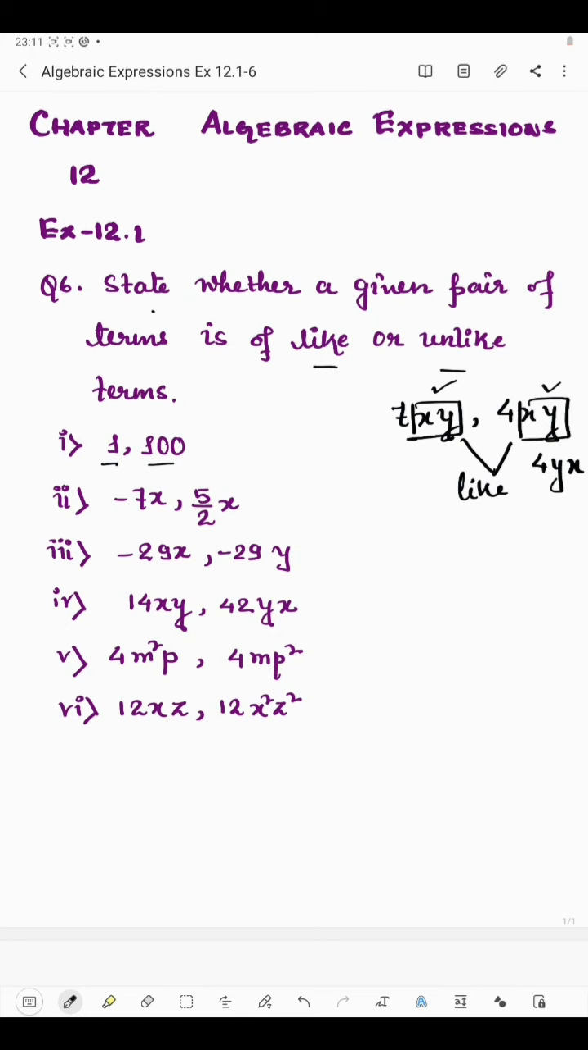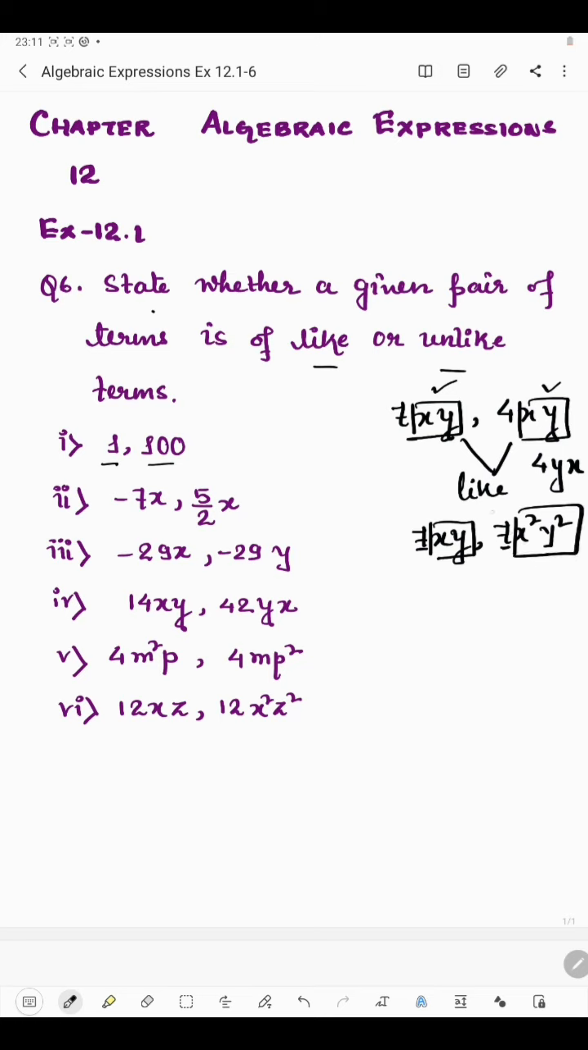Now let's take another example. Suppose we have 7xy and 7x square y square. Can you tell me whether these are like terms or unlike terms? See here, the number is same. As I said, to check whether it is like or unlike terms, we don't consider the number, we just consider the variable part here.